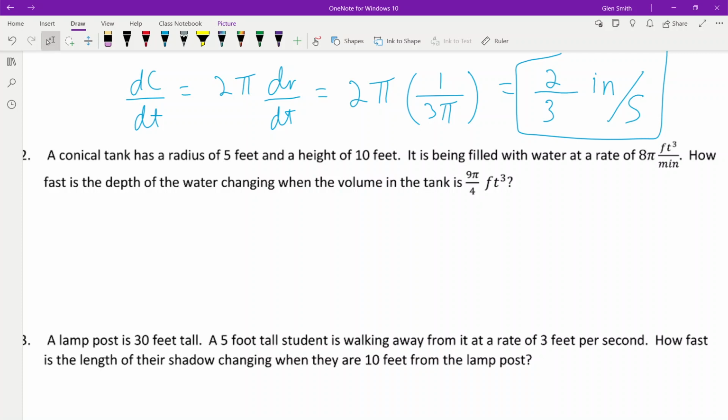All right. We have a tank. Here's our tank. Yay. You don't have to draw a 3D. But the radius is 5. And the height is 10. And it's being filled with some stuff. Water, it looks like. Great. Yeah. And the screen is frozen. Thank you.